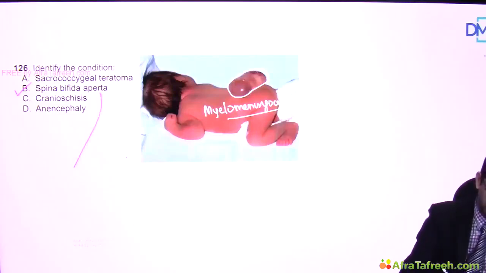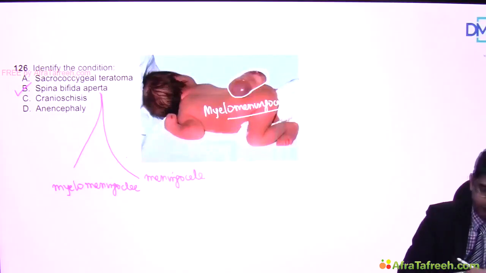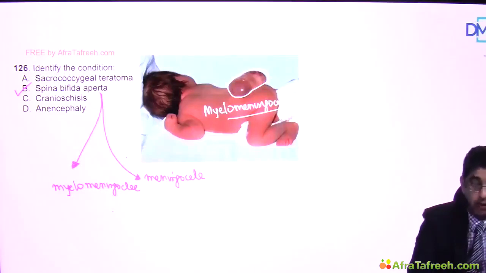Spina bifida aperta is a term which encompasses two things, that is myelomeningocele and second would be meningocele. These are two features which are to be remembered for spina bifida aperta.